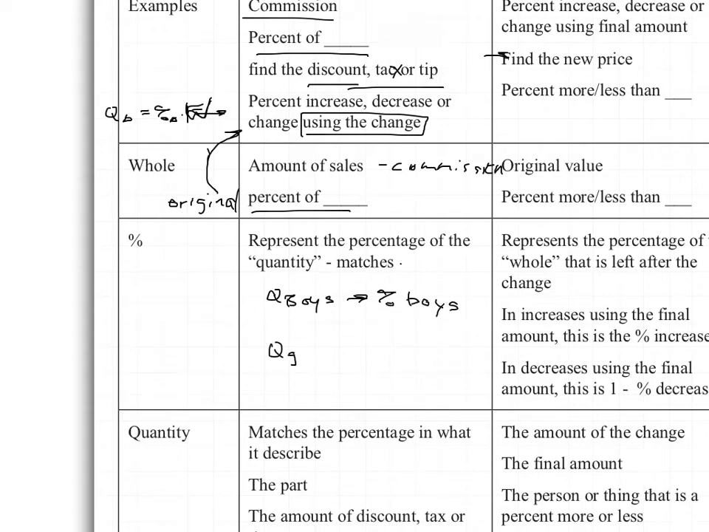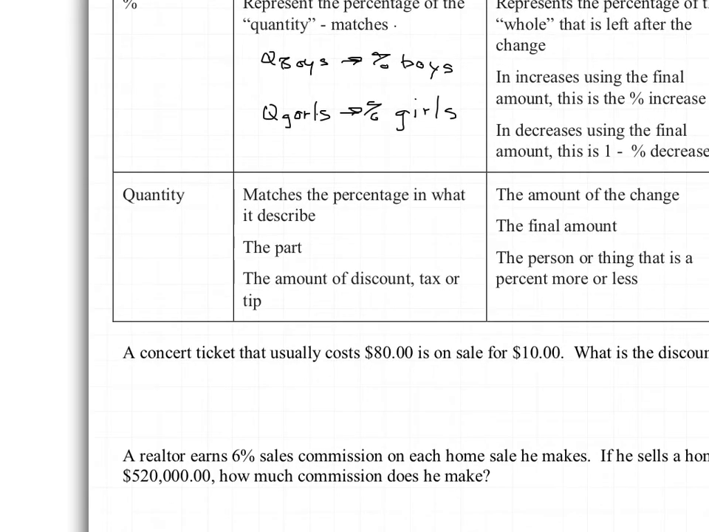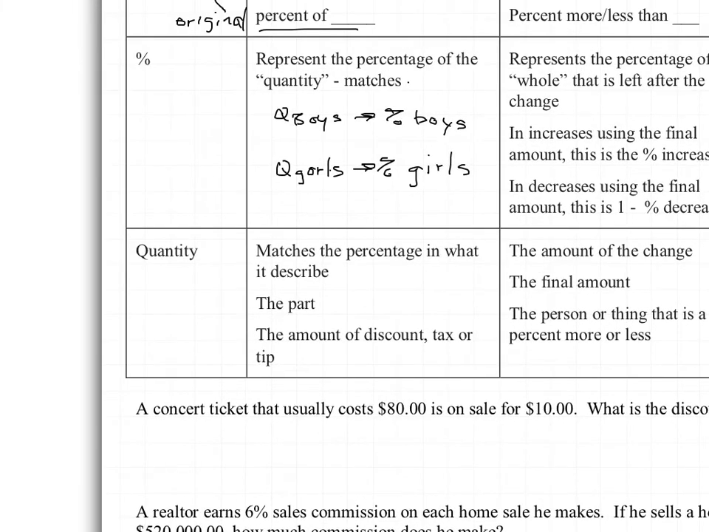If you're talking about the quantity of girls, then your percentage better be the percentage of girls. Examples like that. And finally, the quantity matches the percentage. So again, we see the same idea here, that these two should match.